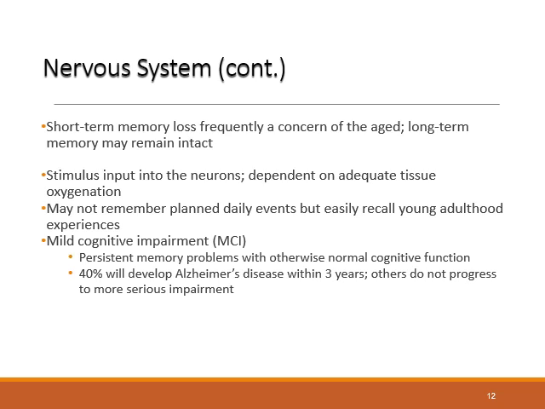Mild cognitive impairment, or MCI. Now I want you to remember those initials because we're going to come back to that a little bit later. So persistent memory problems with otherwise normal cognitive function. 40%, I'm repeating this, must be important. 40% will develop Alzheimer's disease within 3 years. Others do not progress to more serious impairment.